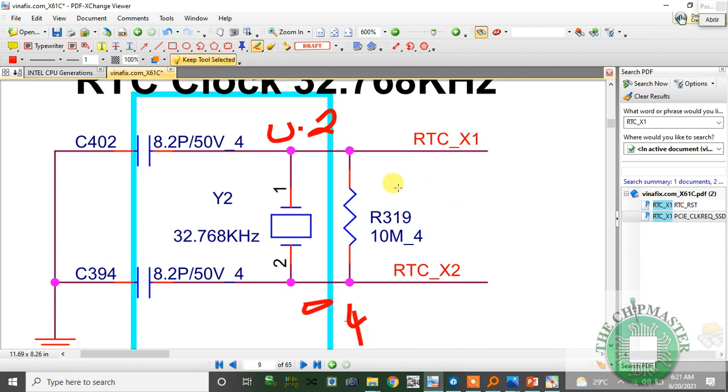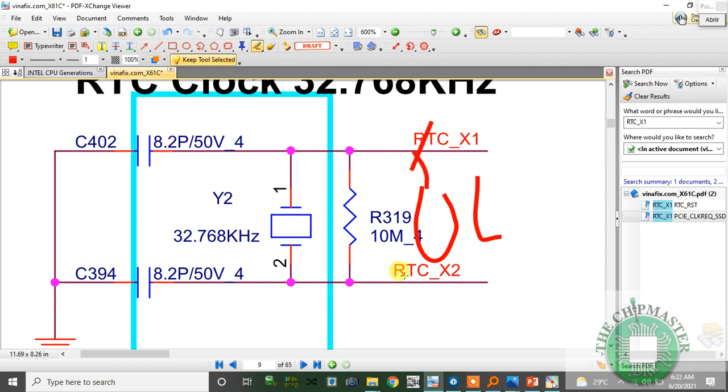You can also measure the resistance from here to here, and you get something about 780 ohms on both sides. If there's no reading, you get OL on both sides. That means there's a broken line under the BGA.